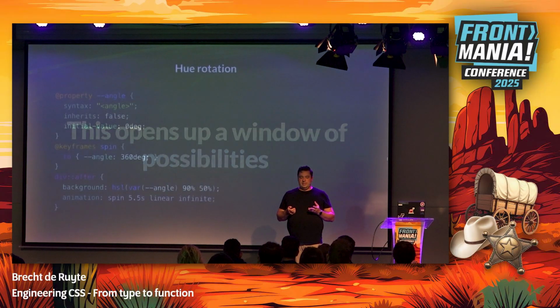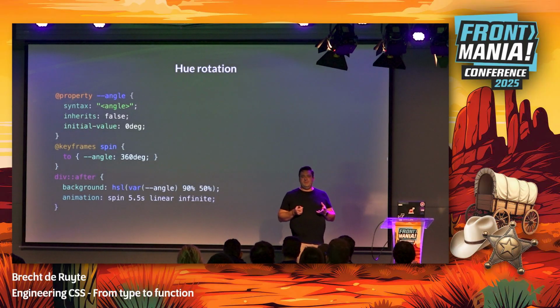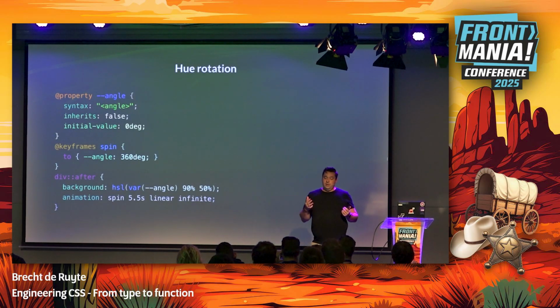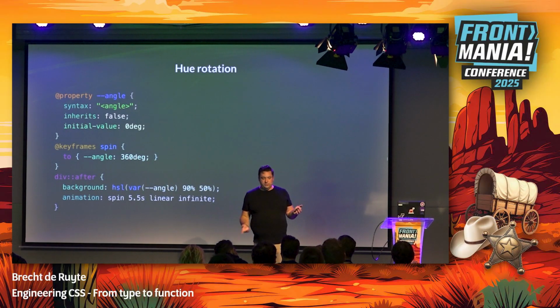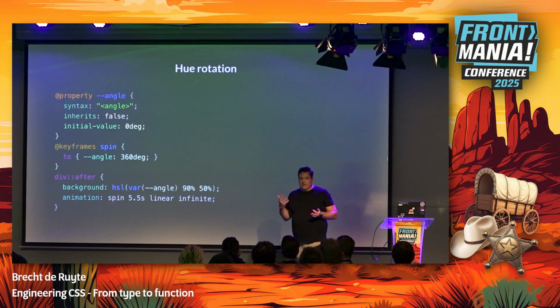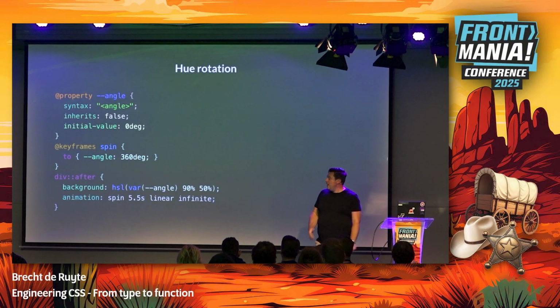A typical one that you see is hue rotation. That's one where it's been used a lot of times. So you can set the syntax to angle, which will use degrees. For example, the hue wheel is degrees from 0 to 360. Nice, the color wheel, that's what we want to do. So you have a keyframe that spins and goes to 360 degrees. And what I would do, I would use an HSL, hue, saturation, lightness, color scheme, and I would set the hue to take that angle, meaning it would constantly turn with a spin animation for as long as I want.